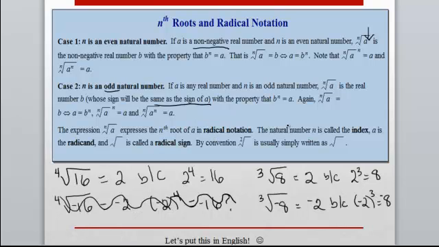You do need to know these definitions. You need to know what an index is. The radicand is the stuff underneath, and the radical sign is the actual sign itself.